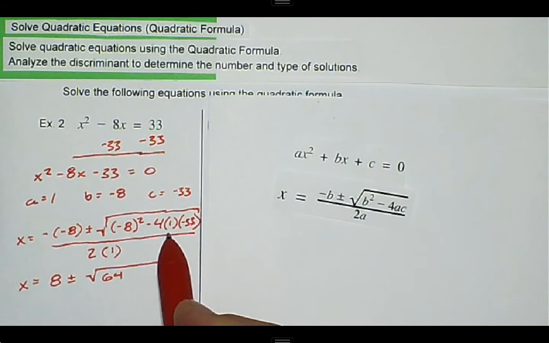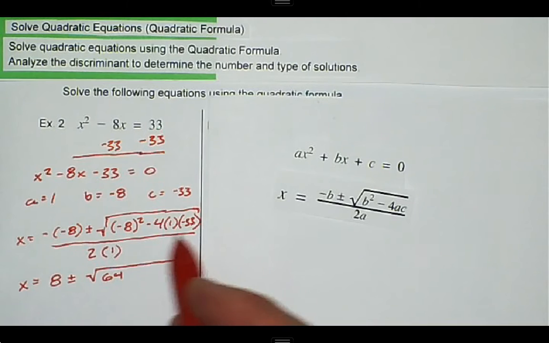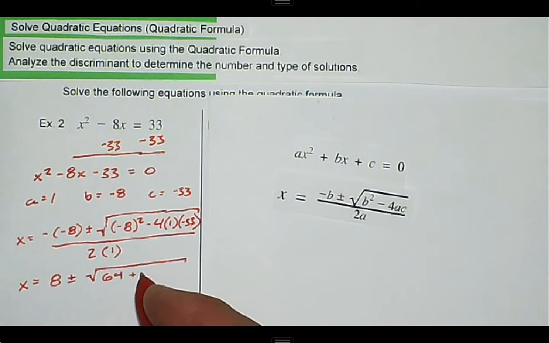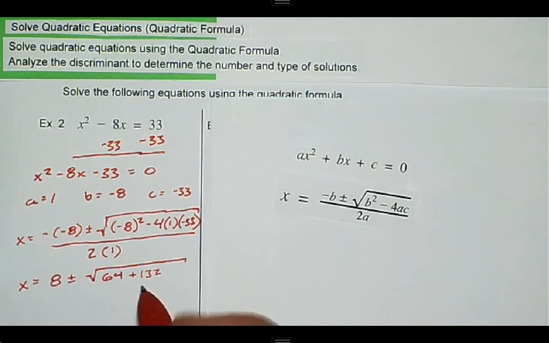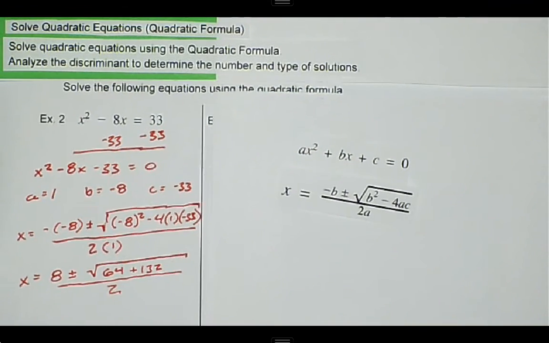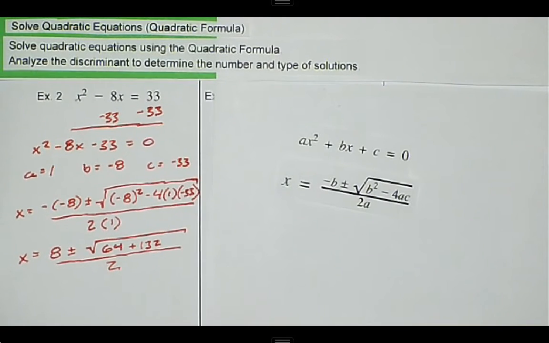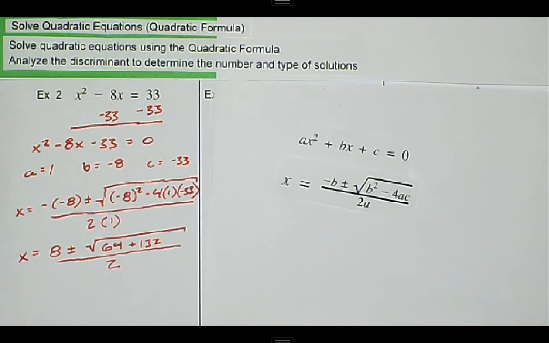Negative 4 times 1 is negative 4. And negative 4 times negative 33 is 132, which is positive. So plus 132, and that's all over 2. Then we can keep working from there.